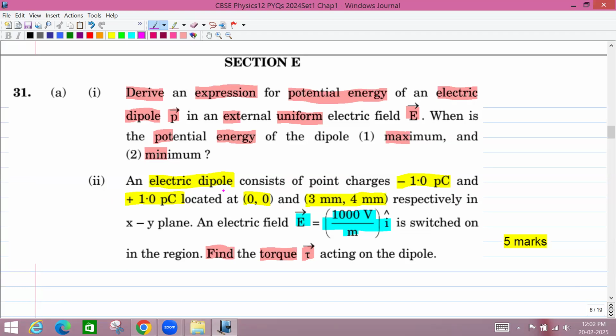Second part, again electric dipole, concept: point charges -1 picocoulomb, pico is 10 to the minus 12, and plus 1 picocoulomb located at 0,0 and 3 mm, 4 mm, respectively in XY plane. An electric field E of 1000 volt per meter in I cap direction is switched on in the region. Find the torque acting on the dipole. First part of the question, you have to derive the expression for potential energy of a dipole.